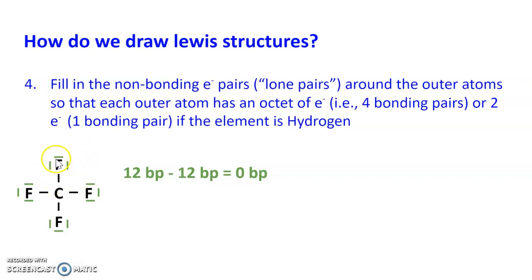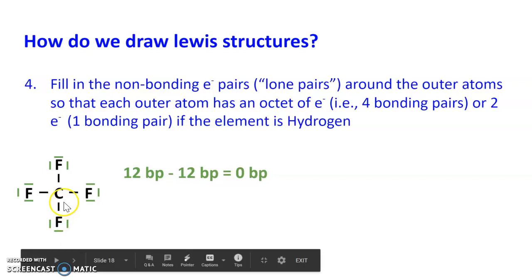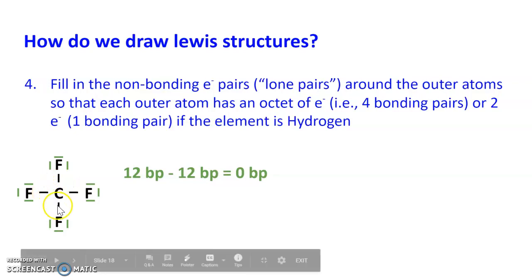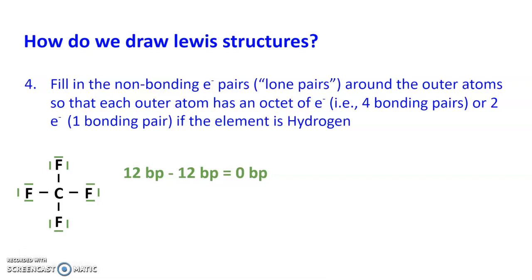So this one has 2, 4, 6, 8. This one has 2, 4, 6, 8. The one on the bottom, 2, 4, 6, 8. And the one on the right side, 2, 4, 6, 8. At this point, I want to also look at my central atom and make sure that it has 8 valence electrons also. And this carbon does. It has 2, 4, 6, 8. So everybody's happy. Everybody thinks they have 8 valence electrons, and there was much rejoicing in the world of chemistry. So there it is. You're done.